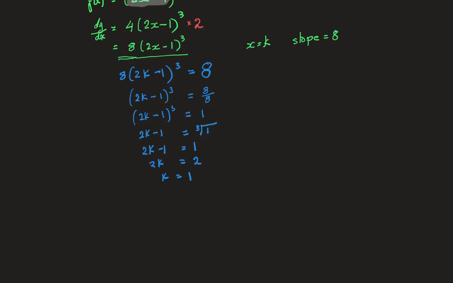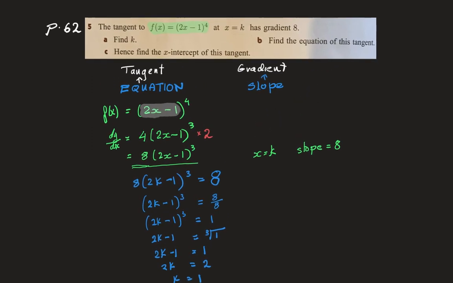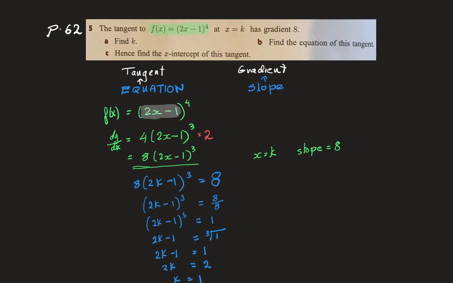Okay, so now you're asked to find the equation of this tangent. Now, I've said before that the tangent equation is the derivative of, I'll point this out over here. Okay, this is the tangent equation. This is the general tangent equation. But you are asked to find the equation of a tangent at the point when x is equal to 1, because we've figured out that x is equal to k and k is equal to 1.